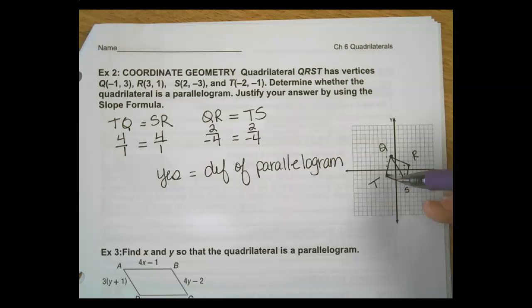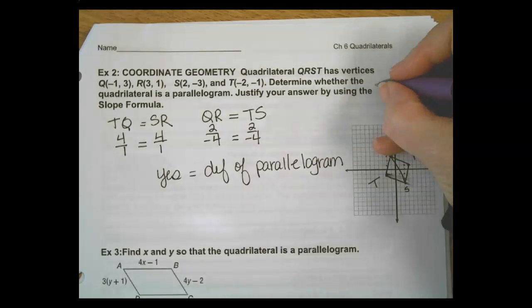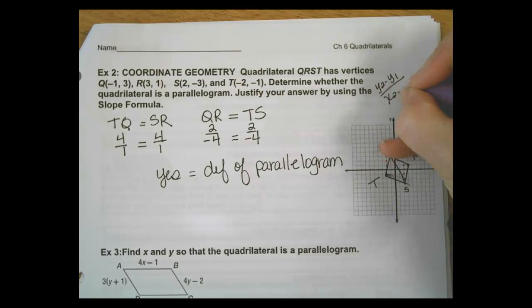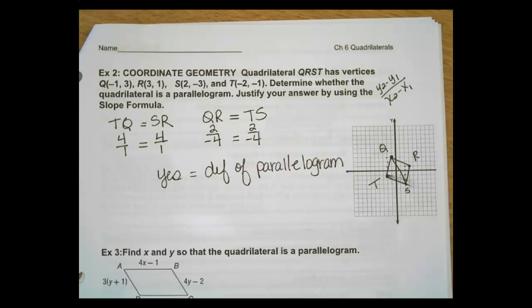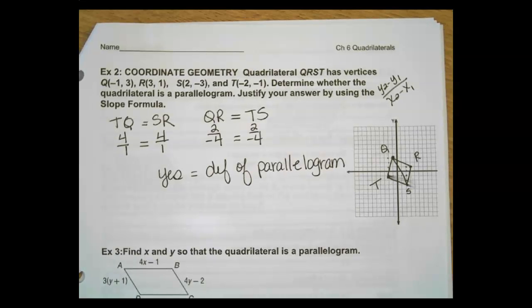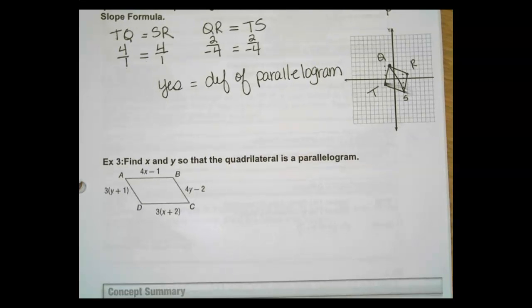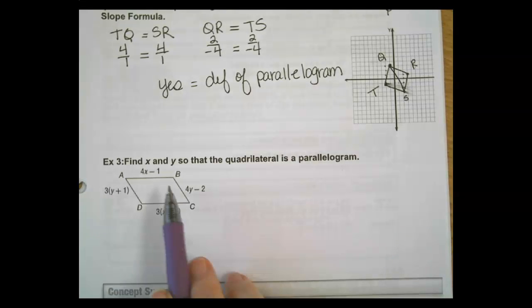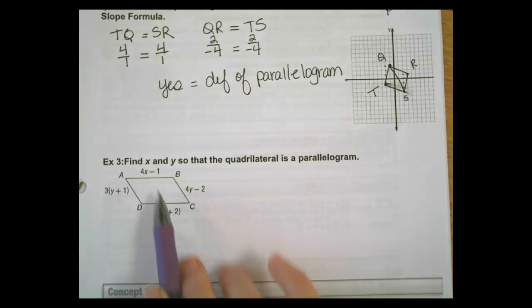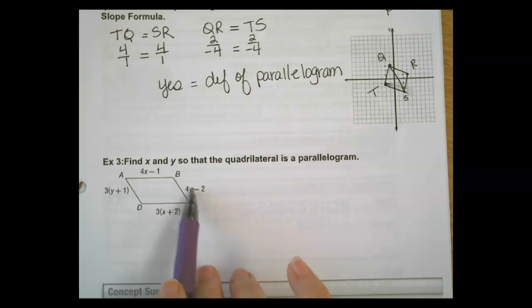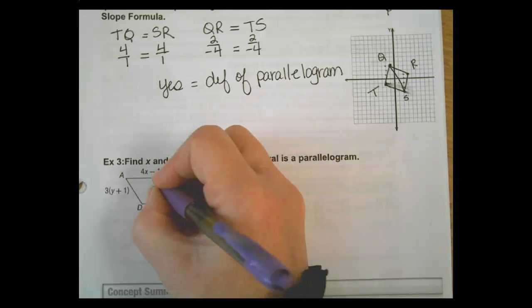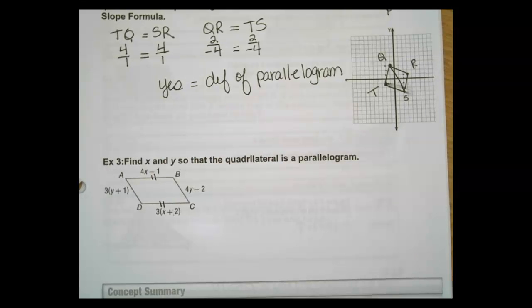Why would you put in the slope formula, which is y2 minus y1 over x2 minus x1? But you can. That's what you want to do. All right, so let's find x and y. So the quadrilateral is a parallelogram. So we should know that these two would be equal to each other and that these two would be equal to each other. So I'm just going to mark those because I'm saying that those are equal to each other.